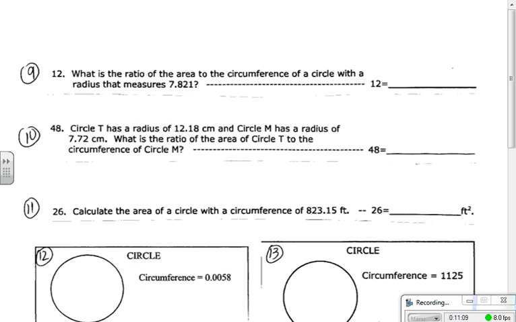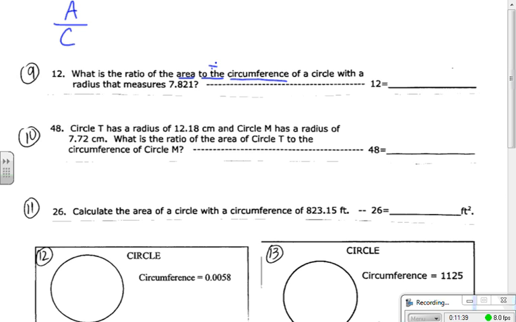What is the ratio of the area to the circumference of a circle with a radius that measures 7.821? Whenever it says you want a ratio, that means we're going to have to divide whatever is mentioned first by whatever is mentioned second. So we want the ratio of the area to the circumference. The first thing we underline tells us what's going to go on top. "To the" means it's where we're going to divide, and then our circumference will be on the bottom.